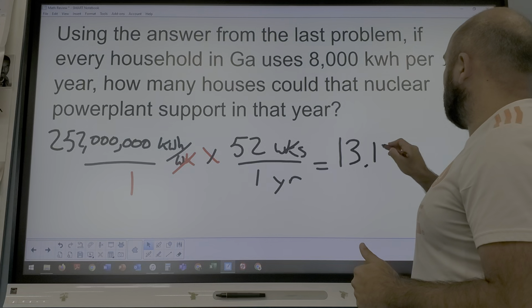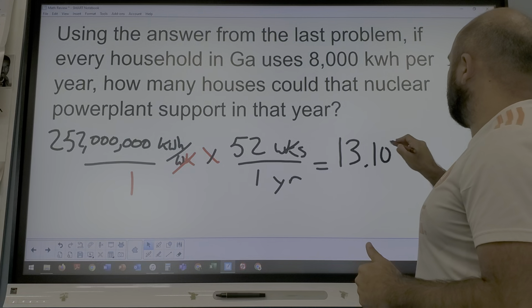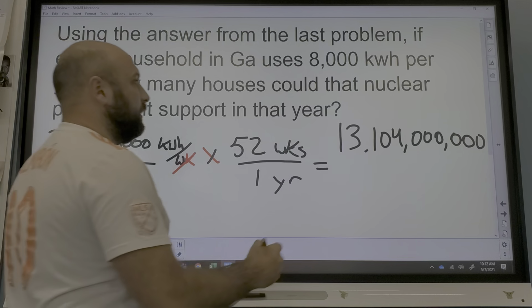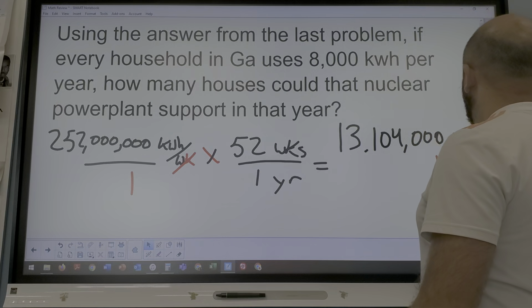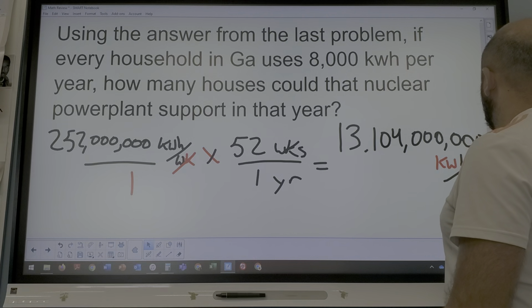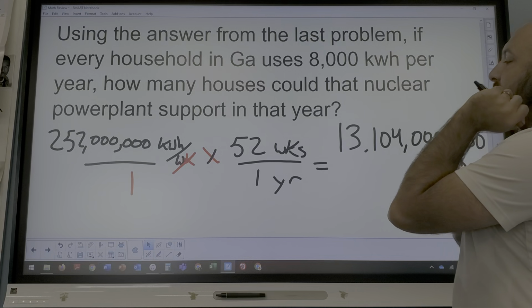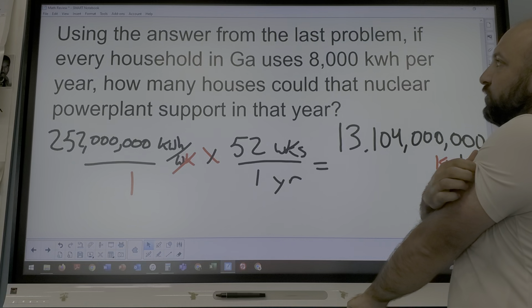1, 3, 104, 1, 2, 3, 4, 5, 4, 5, 5, 6. I think that's right. You can see why we use scientific notation, huh? All right, so we got this huge number here. Now, that is how many kilowatt hours per year. And so, again, making sure I'm doing my math right here. I got to make sure I show my math.